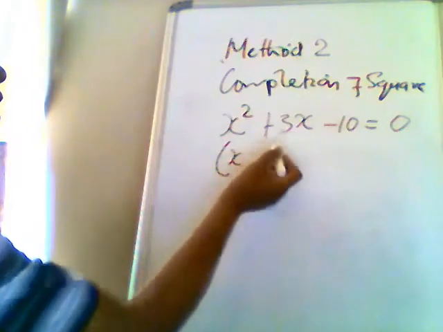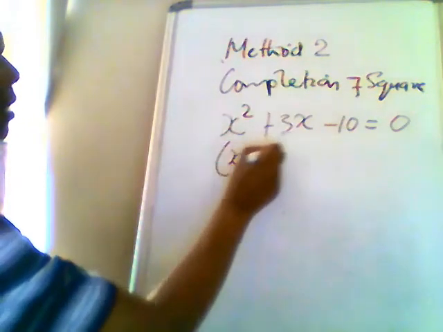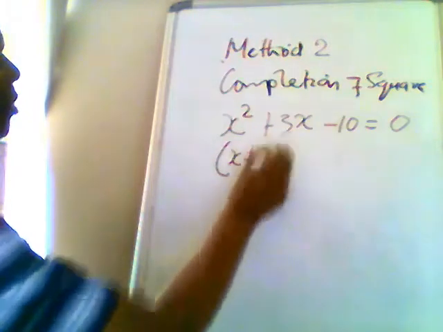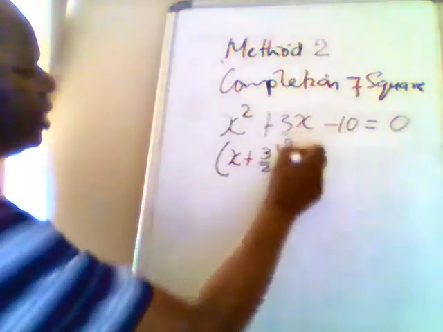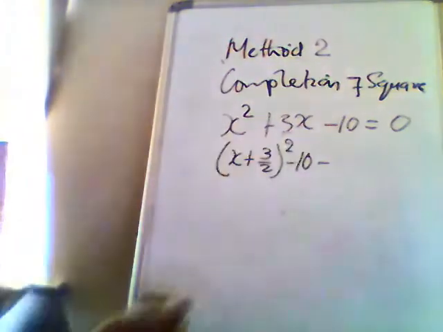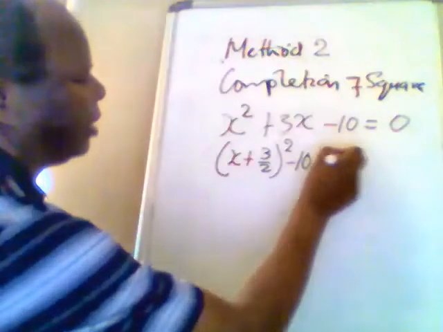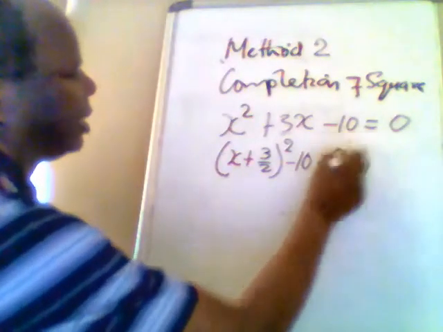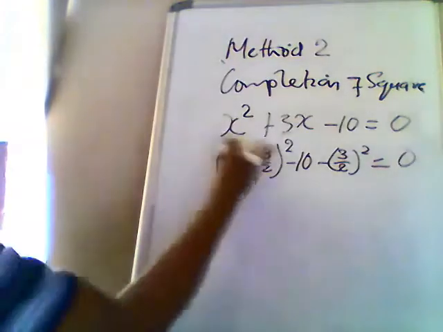So half of 3 is 3 over 2, and it's positive, so it's going to be plus 3 over 2, the whole of this squared, and then you subtract what's already there, which is 10, and I need to take away this squared, which I added because it was not there before. So I'm going to take away 3 over 2 brackets squared equals 0. Okay, so this I maintain.